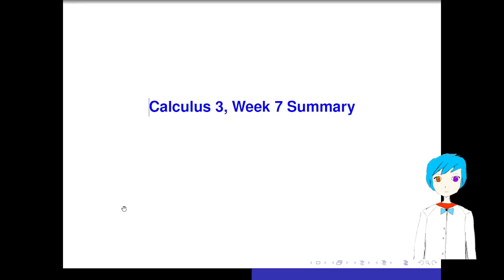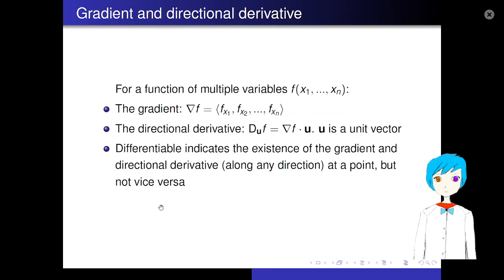Today we are going to do a review of our week 7's lectures. So in this week we talk about the gradient and then we talk about extreme values of a multivariate function. For a function of multiple variables, the gradient is simply the vector of all partial derivatives fx1, fx2 to fxn. The directional derivative can be defined using the concept of gradient.